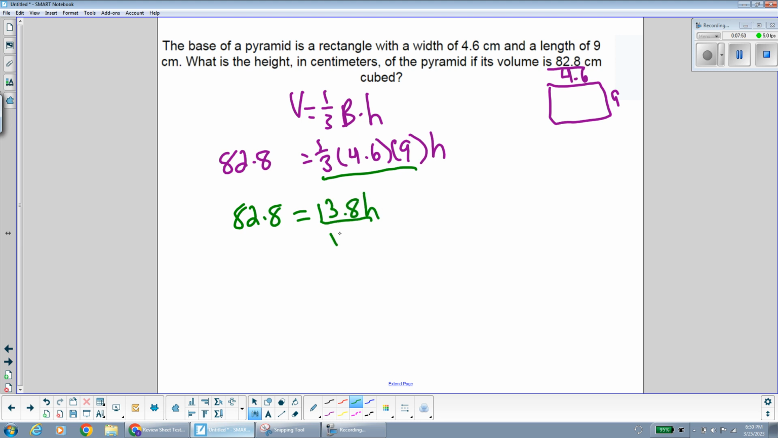Now I'm just going to divide both sides by that 13.8 to get the H by itself. 82.8 divided by 13.8. And I got that the height is 6 centimeters. There we go.